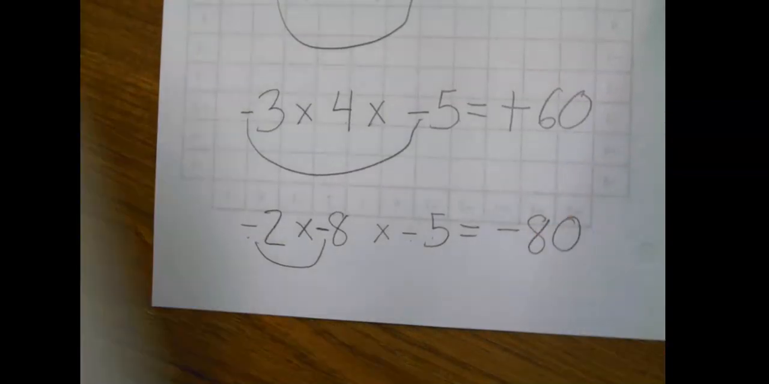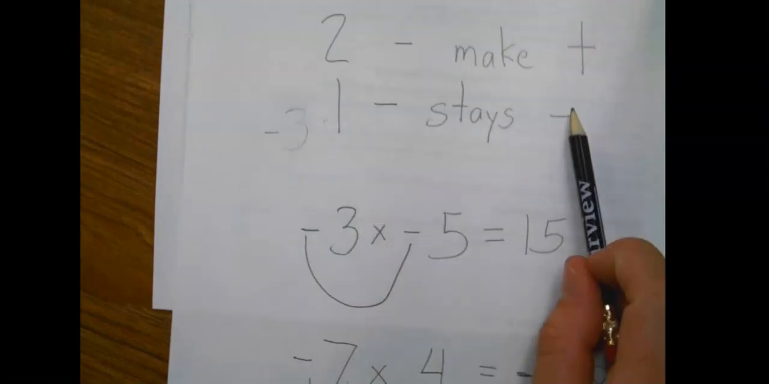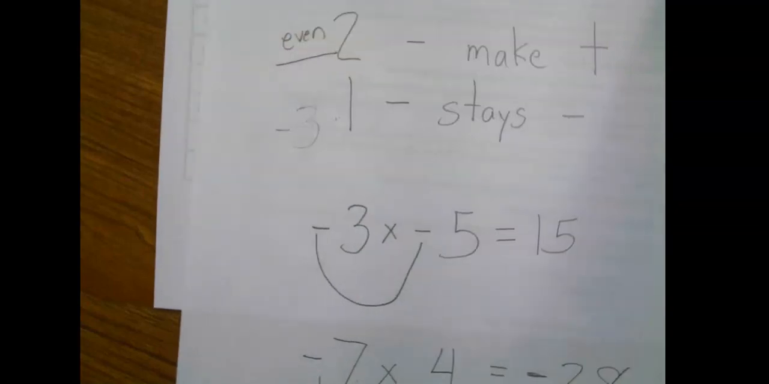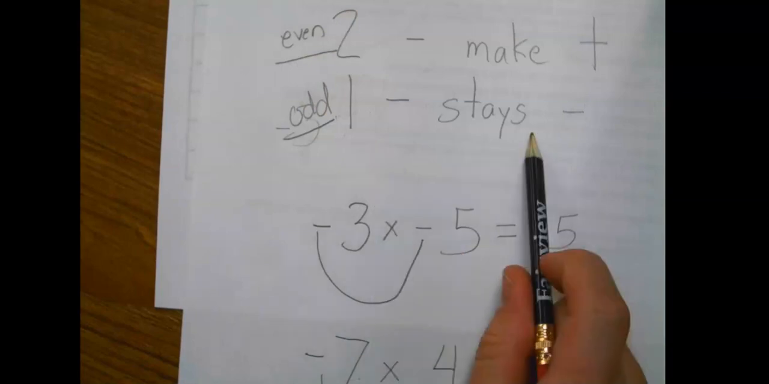So the rules always go back to, if you have an even number of negatives, the answer is positive. It's not just 2, it's any even number of negatives. If you have an odd number of negatives, the answer stays negative.